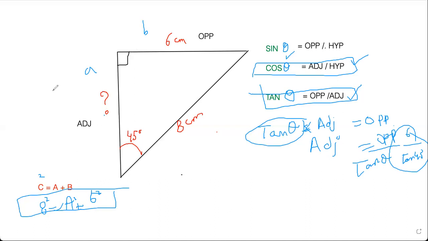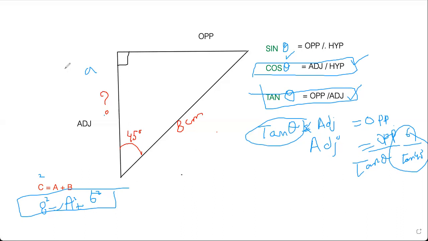For example, if I change the question like this, see, I'm removing the value of opposite now. Now you cannot use Pythagoras theorem. I mean, in the first question, you had three options: the cos theta, the tan theta, and the Pythagoras. But now, I have removed the value of opposite. You have hypotenuse only. Now you cannot use Pythagoras theorem.